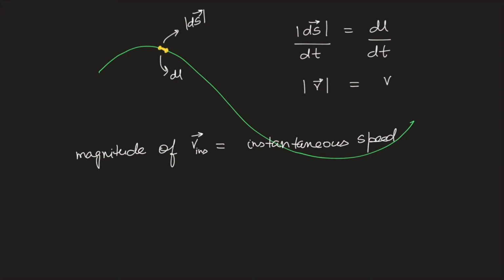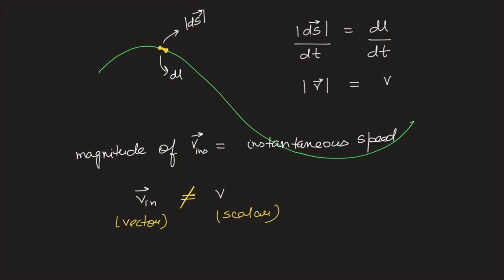Now I want you to be very careful here. You can never write this: instantaneous velocity is equal to instantaneous speed. Many students do that, and this is a big mistake. Don't do this, please. And why not? This is because this is a vector quantity and this is a scalar quantity. So a vector quantity can never be equal to a scalar quantity.